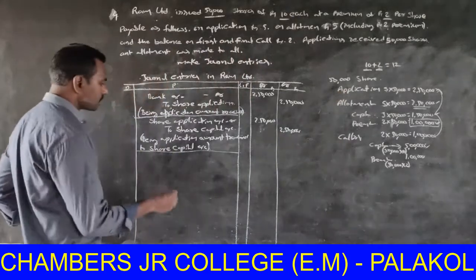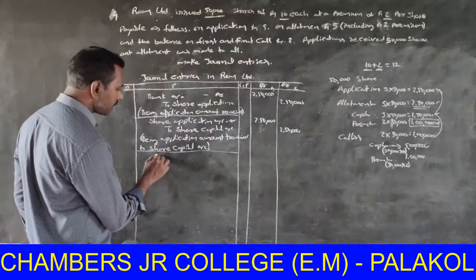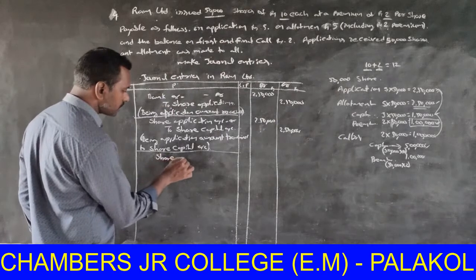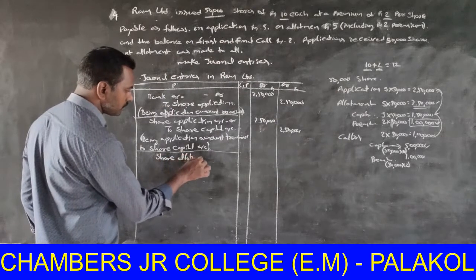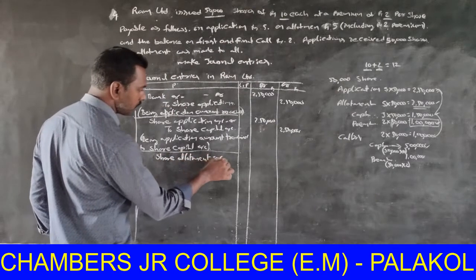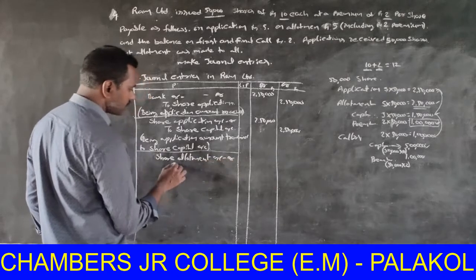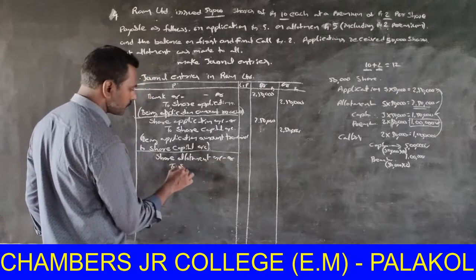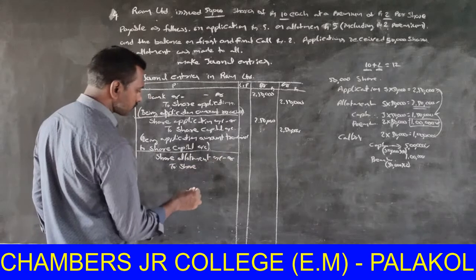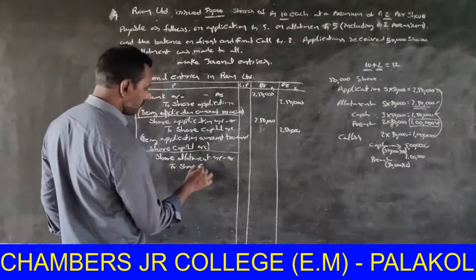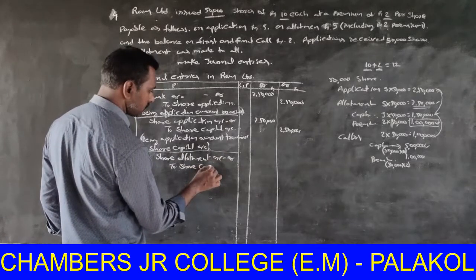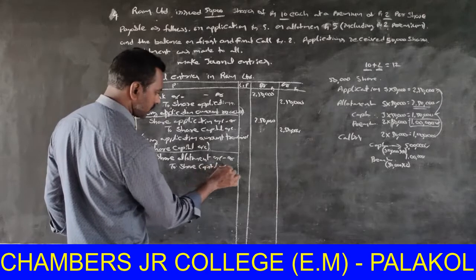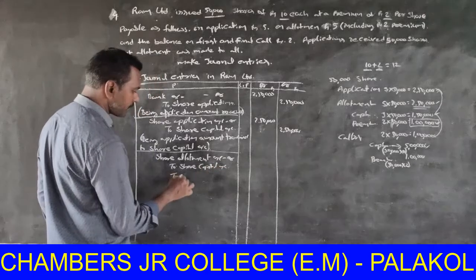Now the journal entry for allotment. On allotment, the journal entry is share allotment account debtor to share capital account, to share premium account.